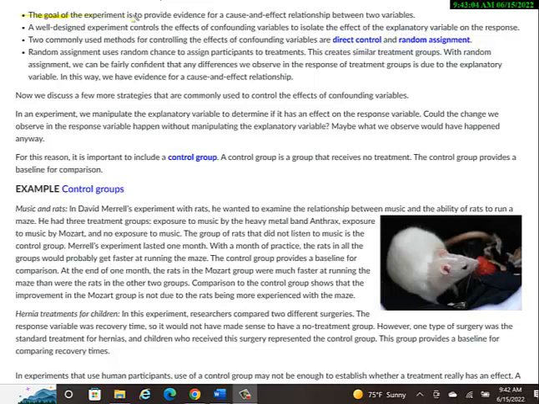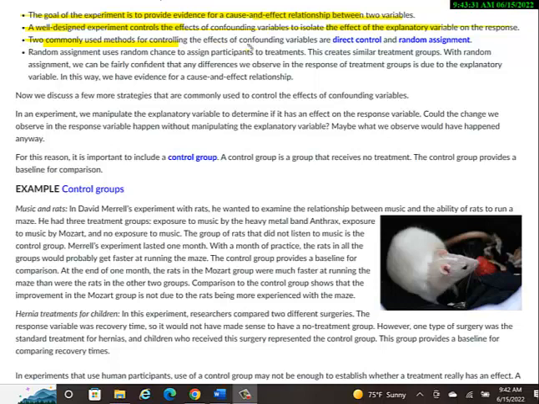So first, the goal of the experiment is to provide evidence for a cause and effect relationship between two variables. If researchers are just interested in proving an association between two variables, then you can just use observational research, right? But if you want to prove cause and effect, one variable causes another, then we're going to need to do an experiment. And a well-designed experiment controls the effects of confounding variables so that they can isolate the effect of the explanatory variable on the response.